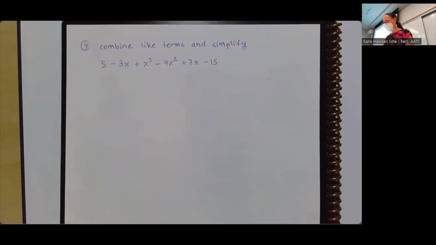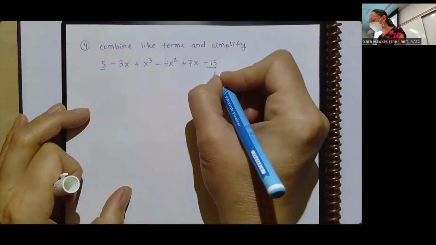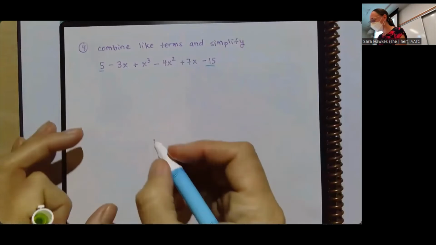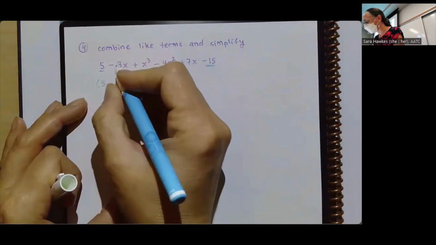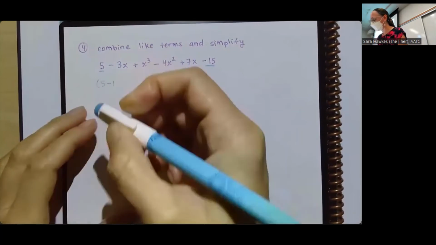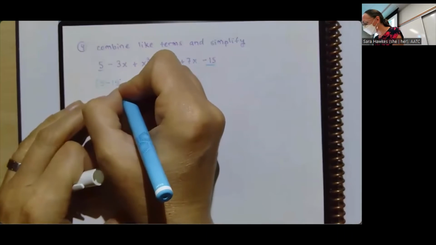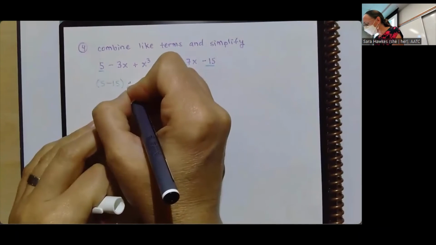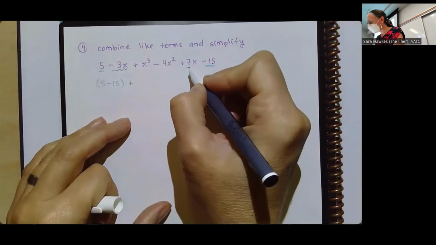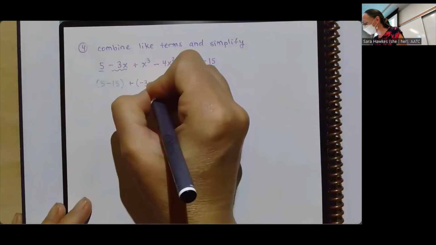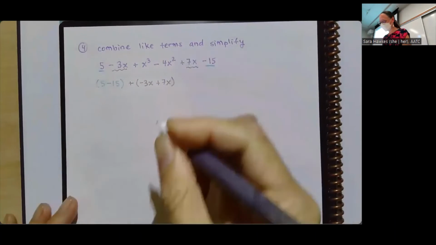So if I look at this and I'm collecting those like terms, I know that my numbers I can group together. Again, I'm going to write this stuff out. You do not have to write this intermediate stuff if you don't want to. Just for this first one, I'm going to write it out so I can group the correct numbers together. So I can group the 5 minus 15. And then I've got 2 pieces that have x raised to that invisible 1. So I can group the negative 3x plus 7x.